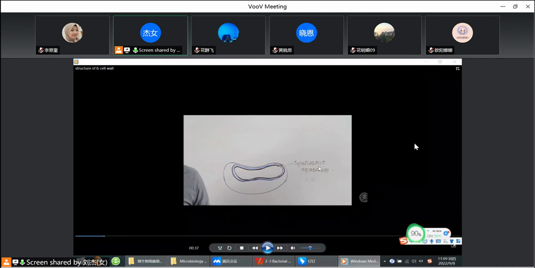So first, he told us that inside the bacteria there is a cytoplasmic membrane, and all kinds of bacteria have the same cytoplasmic membrane. And he just drew a few round shapes. It's called the lipid, right? Because the membrane is two layers of lipid.